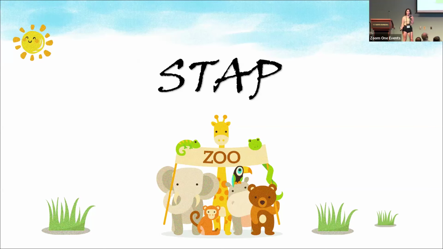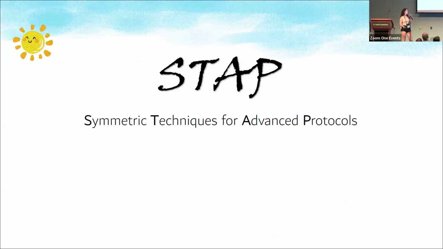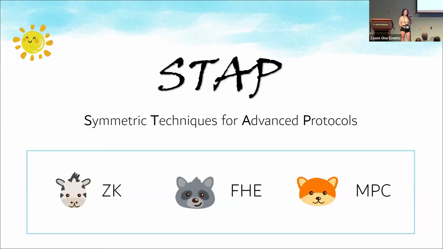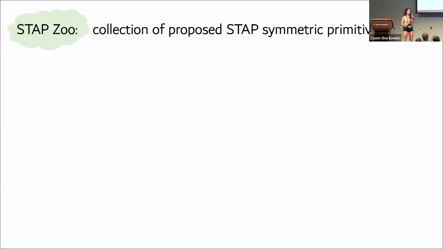So this is a STAP zoo, and STAP stands for Symmetric Techniques for Advanced Protocols. So this means algorithms that have been designed specifically to be efficient in the typical suspects. So these are zero knowledge, FHE, and MPC. And the STAP zoo is nothing but a website. It's a website that collects proposed STAP symmetric primitives. So then again, like your creatures and your stuff.